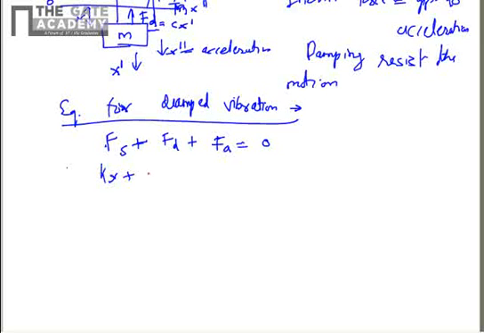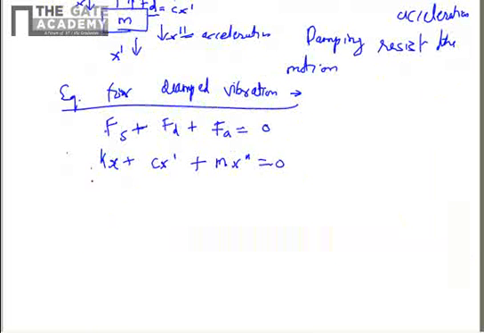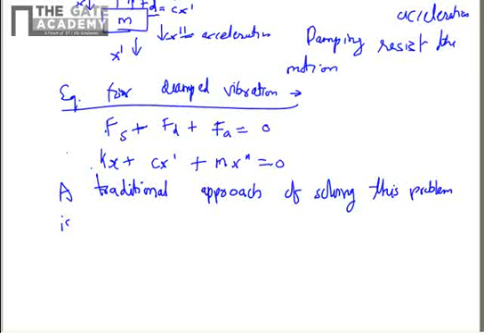That is Kx plus Cx dash plus Mx double dash. The equation that we get here is a second order linear differential equation. A traditional approach of solving this problem is to assume a solution of the form e to power st, or e to power s into some variable.